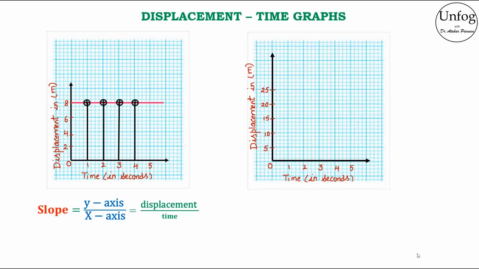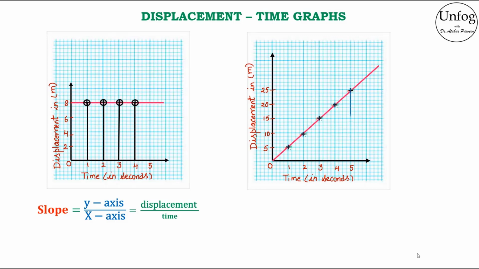When the displacement time graph is a straight line but not parallel to the time axis, that is, it starts from the origin and moves away from the time and displacement axis, the body is said to be moving with uniform velocity as it is covering equal distances in equal intervals of time. Since the graph is a straight line, it means that the displacement of a body is proportional to time.